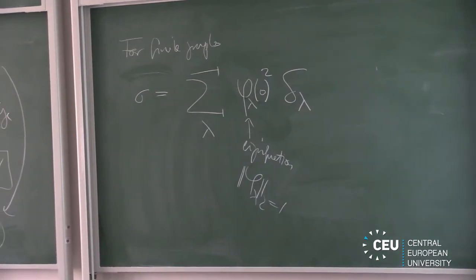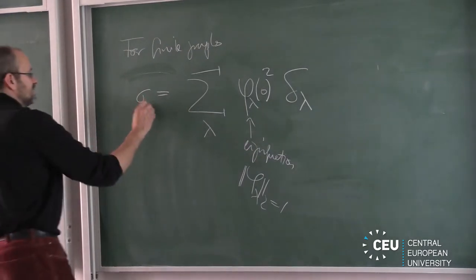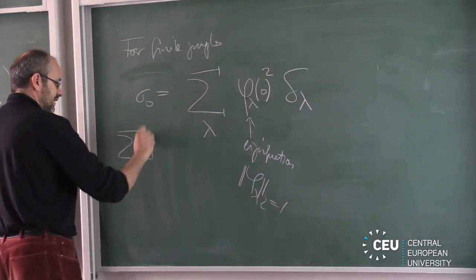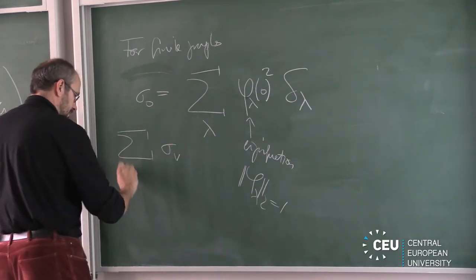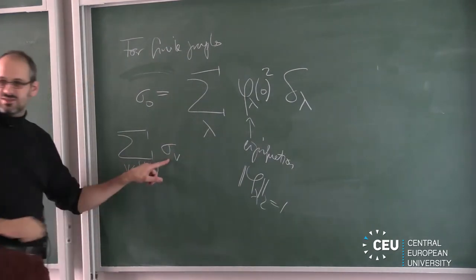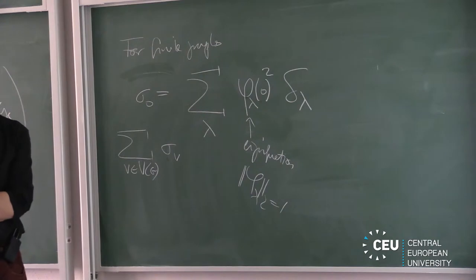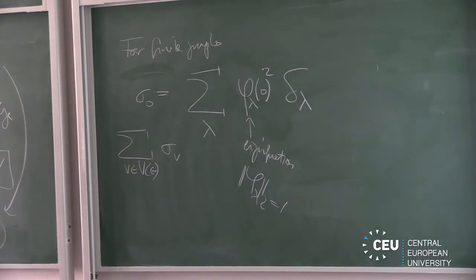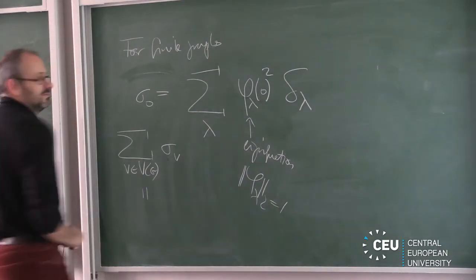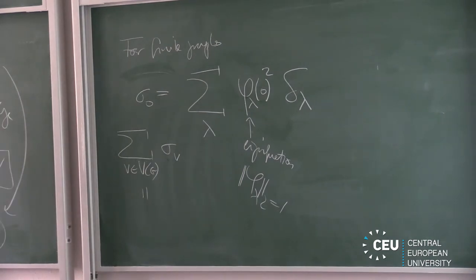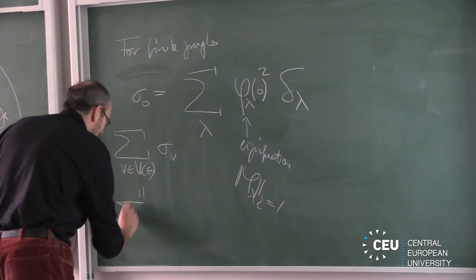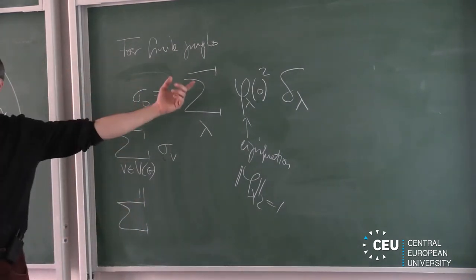Okay, so I have a question. If you have a graph, and this is sigma of O, and you take these probability measures and add them over all the vertices of G, what are you going to get? Anybody? The number of vertices. Well, it's going to be a measure, since it's a sum of measures.